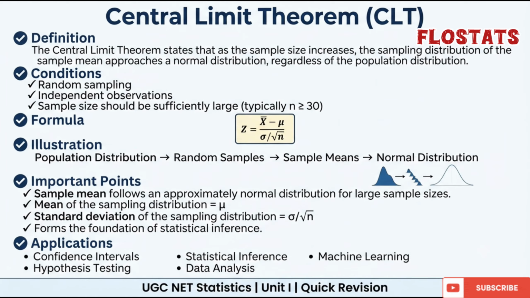The central limit theorem, commonly known as the CLT, is one of the most important results in statistics. It states that as the sample size becomes large, the sampling distribution of the sample mean approaches a normal distribution, regardless of the original population distribution. For the central limit theorem to apply, the observations should be random and independent, and the sample size should generally be at least 30. The standardized statistic is calculated using z equals the sample mean minus the population mean, divided by the standard error. The central limit theorem forms the foundation of confidence intervals, hypothesis testing, and statistical inference.